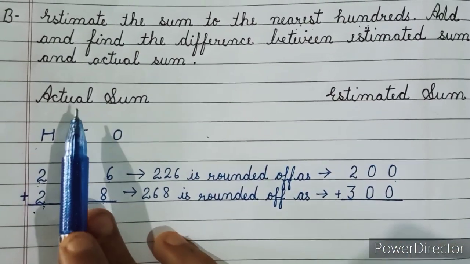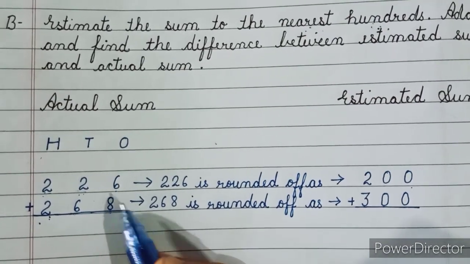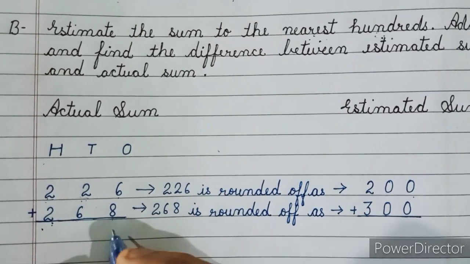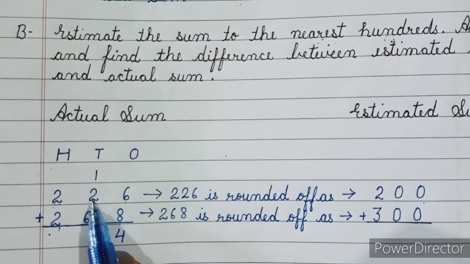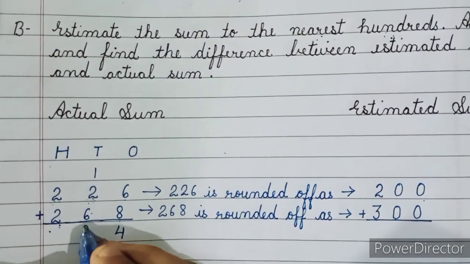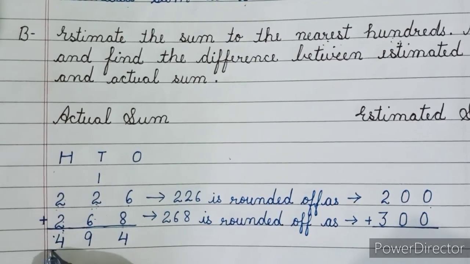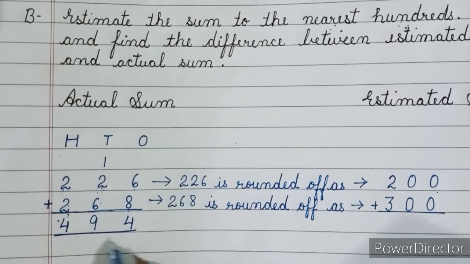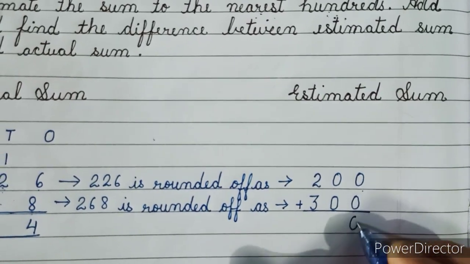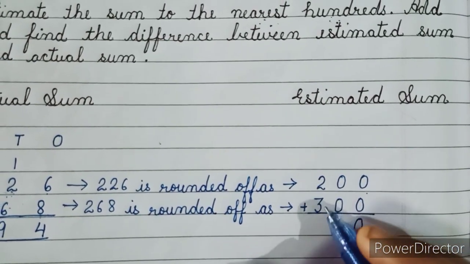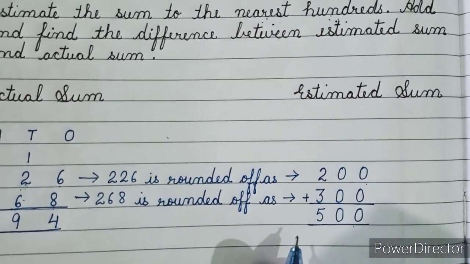Now go to the actual sum. First add 6 plus 8. 6 plus 8 is 14. Write 4 here. 1 carry. 1 plus 2 is 3. 3 plus 6 is 9. 2 plus 2 is 4. So the answer has come 494. Now go to the estimated sum. 0 plus 0 is 0. 0 plus 0 is 0. And 2 plus 3 is 5. The answer has come 500. Okay.